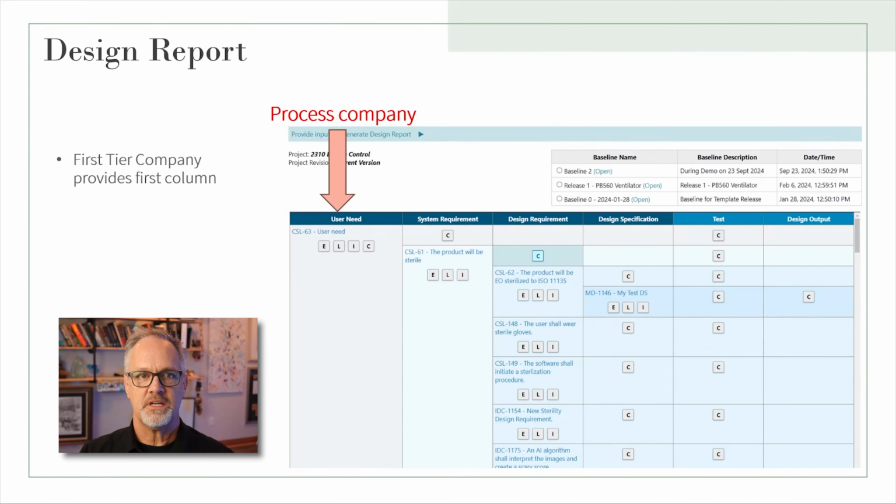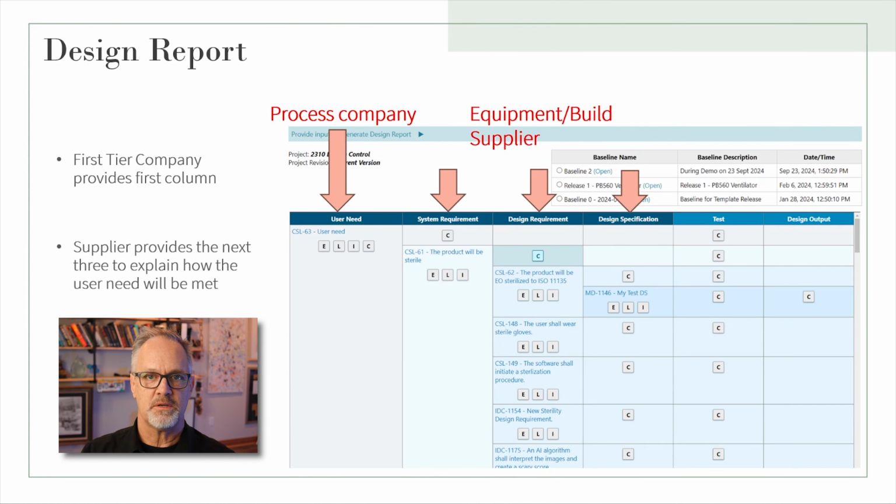So this is just a design report in Polarian to give you a sense of what this kind of reporting looks like. So essentially, we have this first tier company, which is the process companies. They supply the user needs. What is it that this piece of equipment needs to deliver? And then the next three levels are supplied by the equipment and build supplier. So the system design specifications, or physical requirements, those are defined and tested by the equipment supplier, and they're direct satisfactions to the user need.